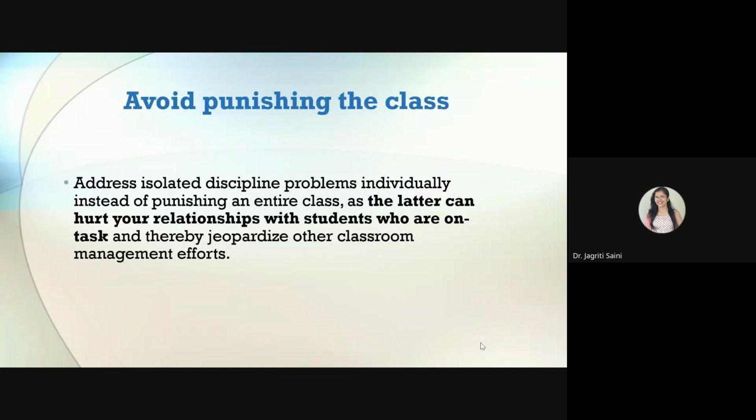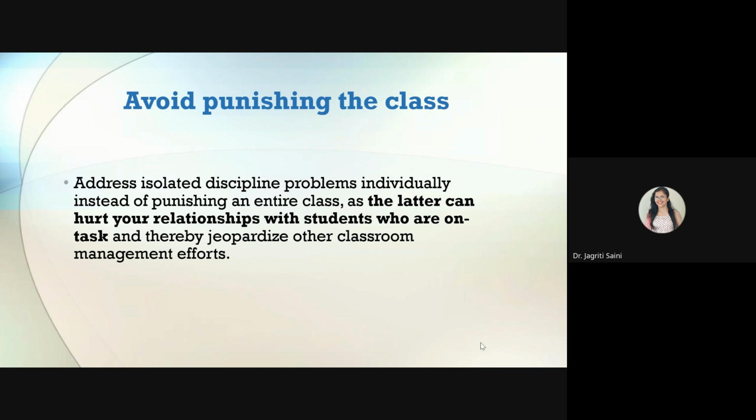Now we come to one important part, punishments. Many of us enter this phase when we get totally frustrated with student behaviors. We have the last option to punish them. But sometimes we end up punishing the entire class when the nuisance is created by just a few of them, and we create a bad example in front of the students.